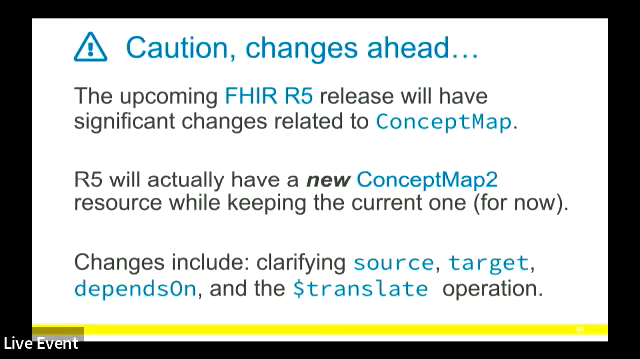current FHIR version with what's coming in FHIR R5. And in fact, R5 is going to have a new resource called ConceptMap 2, which has these new features while keeping the existing one, at least for now. And some of the details about what has changed include clarifying various aspects of defining the source and the target, and these features of saying, well, this mapping depends on certain other attributes, as well as how the translate operation works.